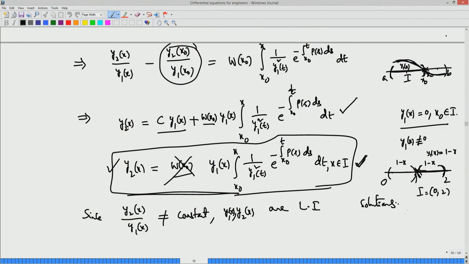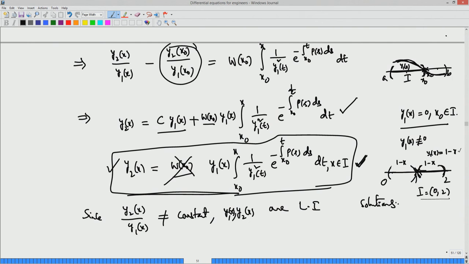equation. For example, if y1 is 0 at some point, for example at 1, which we will see later with examples, suppose the domain of the differential equation is 0 to 2, and y1(x) is 0 at 1. In this example, your solution is 1 minus x, and y1 at 1 is 0. So, in that case this formula does not make sense. So, what you do is you consider the differential equation in the intervals 0 to 1 and 1 to 2 separately, so that y1(x) is non-zero in those two intervals.